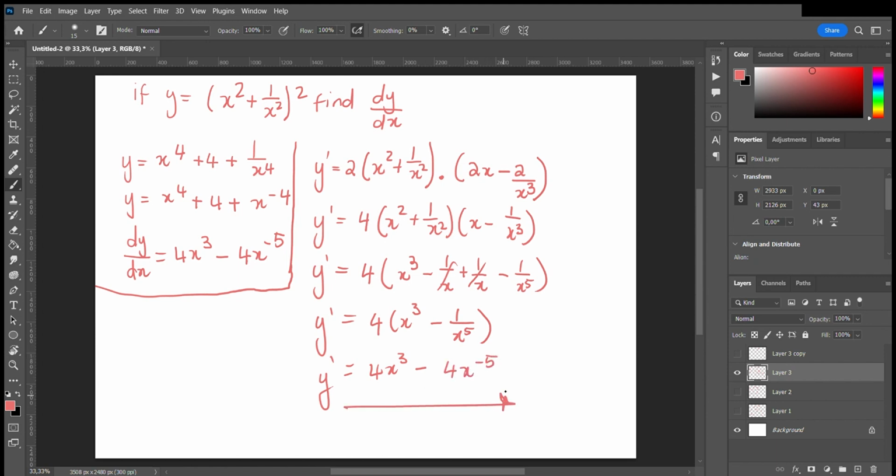So either way you want to solve it, immediately I would use the multiplication rule, but I can see using this because you have shorter steps.